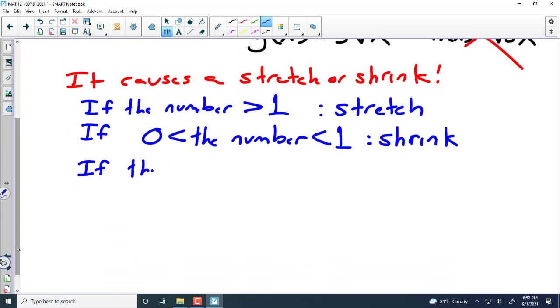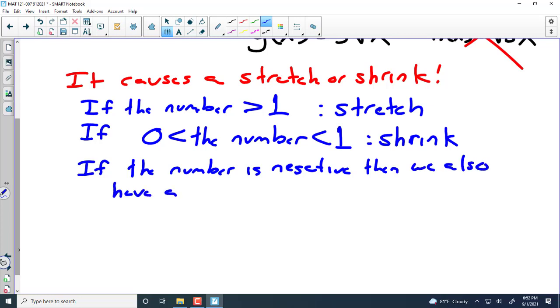If the number is negative, then we also have a reflection over the x-axis. So if the number in front is negative, the negative is actually causing a reflection, and the magnitude of the number is what's causing the stretch or shrink. So if you see a negative 3 in front, we'll see this in one of our examples today, the 3 is causing the stretch, the negative is causing the reflection. It's two things happening at once.